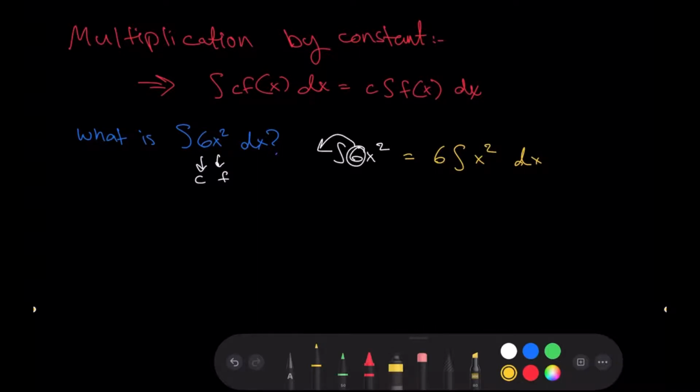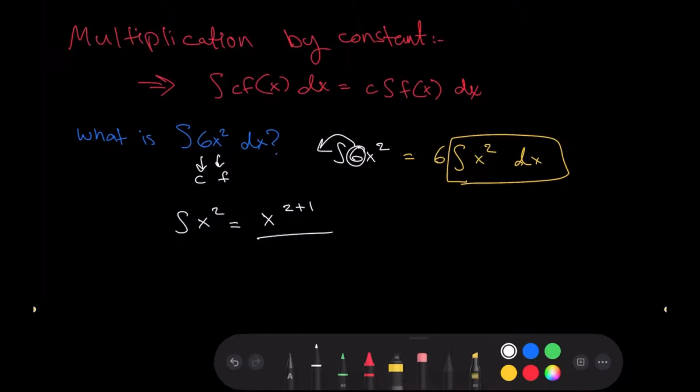Now we're going to solve this part first. To do this part, we're going to use the power rule. We know the power rule is x powered by n plus 1 over n plus 1. So we put the integral of x powered by 2 equals x powered by 2 plus 1 over 2 plus 1.